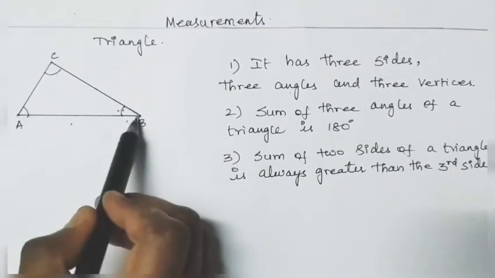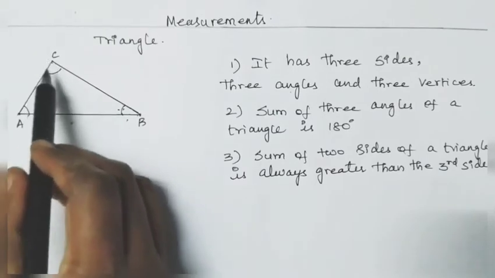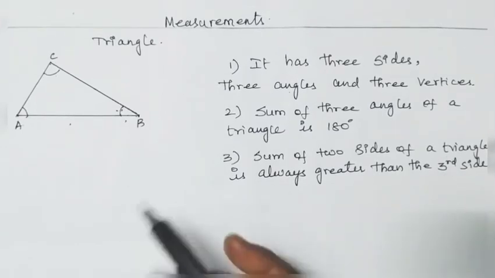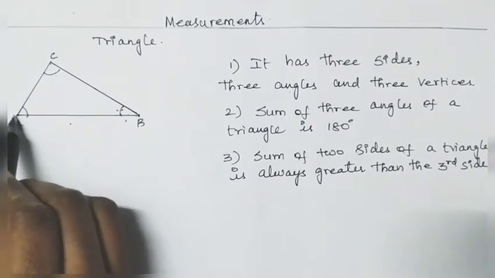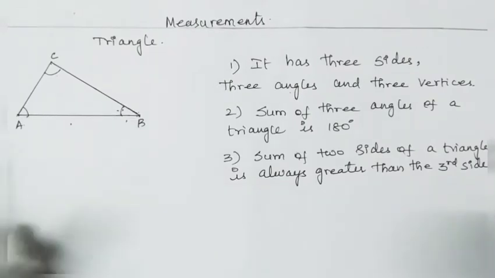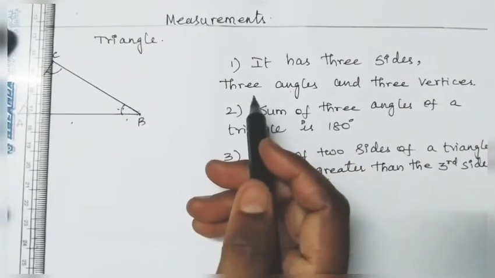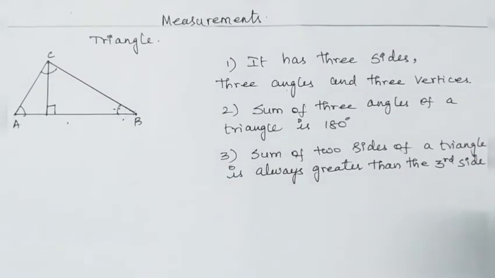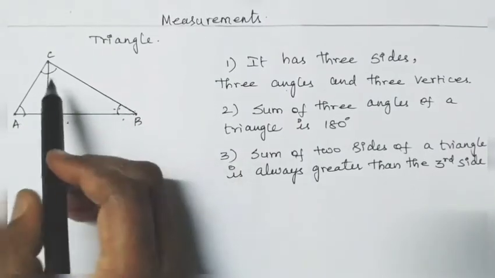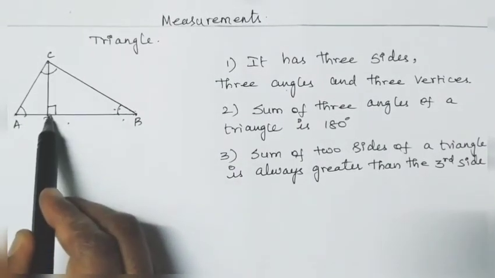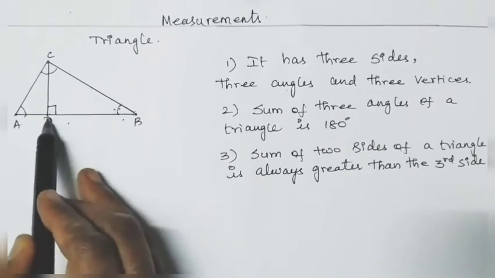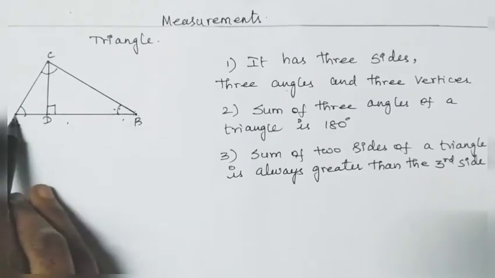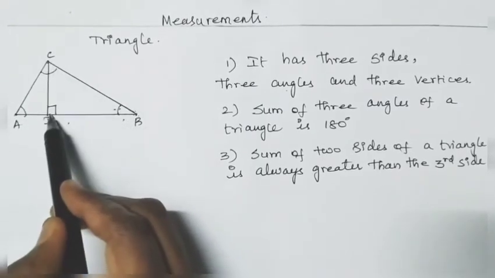Suppose if you add AB and BC, it must be greater than AC. So the sum of 2 sides of a triangle is always greater than the third side. And AB is a base and the height is nothing but the altitude, the perpendicular line from the opposite vertex. This is the altitude and we'll name it as D. Now I can say CD is the altitude, CD is the height, CD is the perpendicular line to AB. So AB is a base and CD is the height.